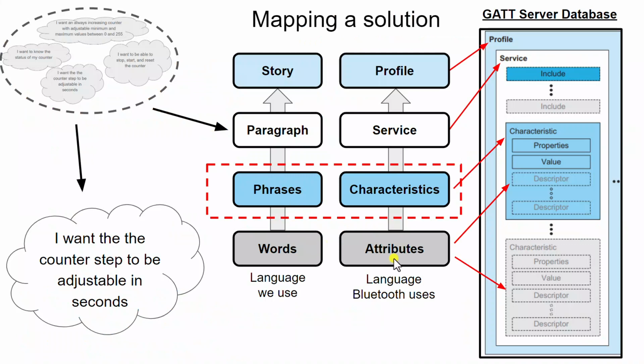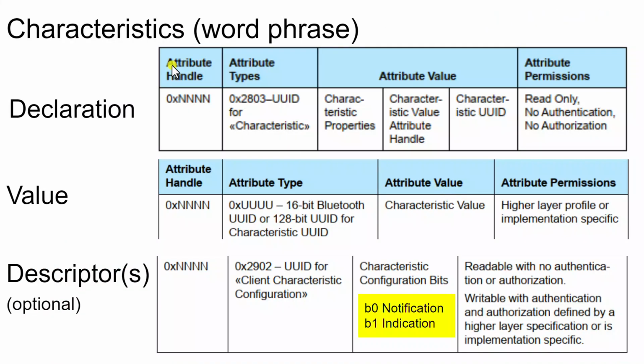So we've talked about attributes, but how do attributes combine to form characteristics? A characteristic is made up of at least 2 attributes, possibly 3 or more. The first attribute is a descriptor of the properties of the value attribute. You can think of a characteristic as a value that you're storing, but with more metadata information describing the value and its properties.